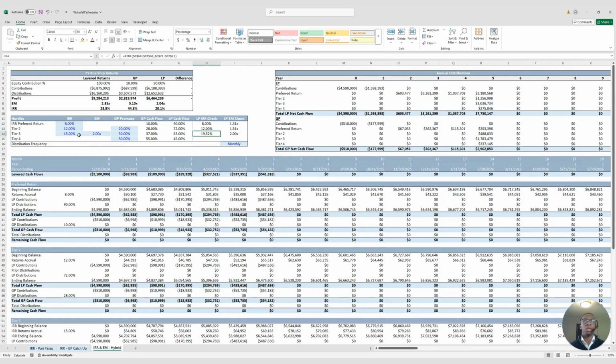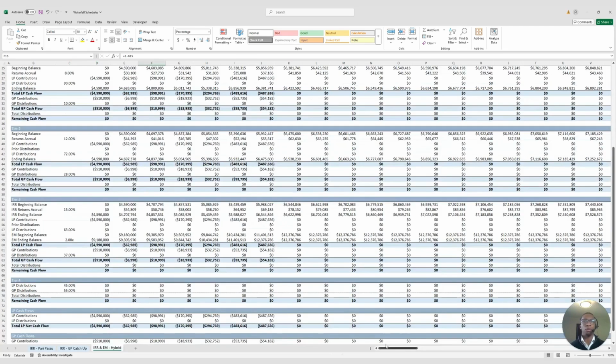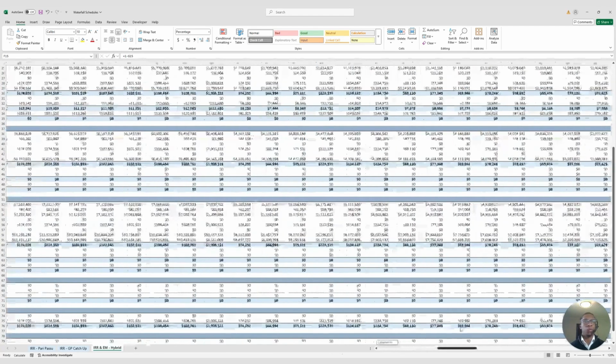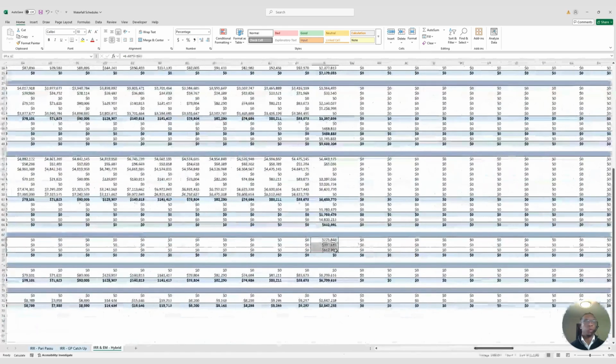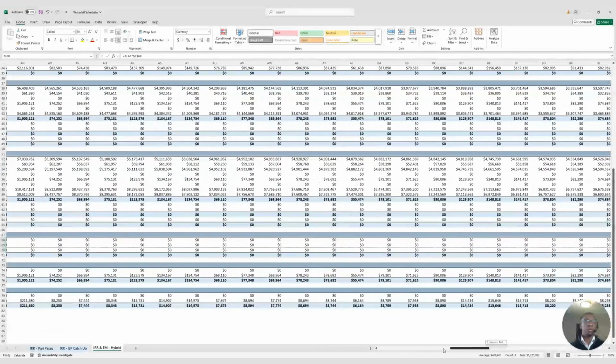The LP IRR check is showing a 19.52% IRR based on the 15% IRR, so that's good. And then the LP equity multiple check is showing a 2x equity multiple, and so clearly both of these requirements are met, and the GP will be receiving cash flows in tier 4. And so if we scroll down to tier 4, we see that there are distributions here, as shown here.